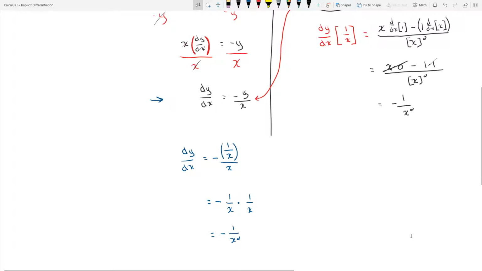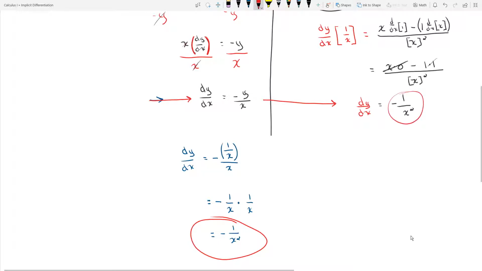So what we found by doing this side by side is that the implicit form, dy/dx equals negative y over x, is the same as dy/dx equals -1 over x squared. They are the exact same derivative. This is the first derivative.